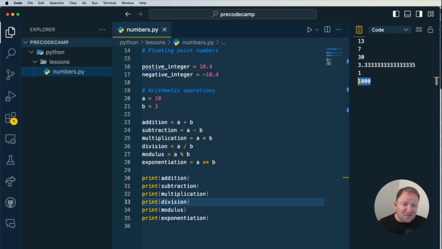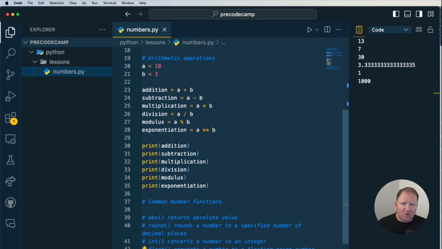All right, next we're going to talk about common number functions that you might want to think about when we're utilizing numbers. So that's going to be our next section here. So let's go ahead and talk about it. All right, as I said, let's go over some common number functions.